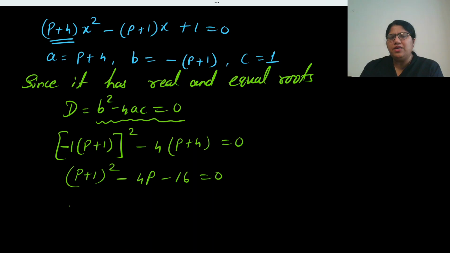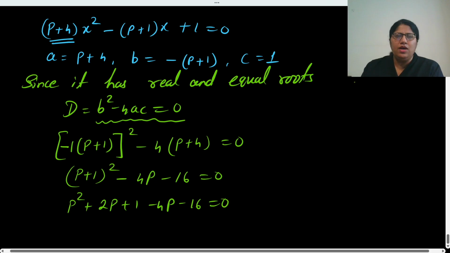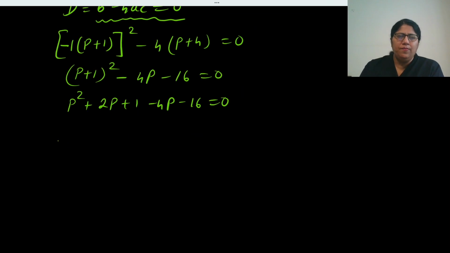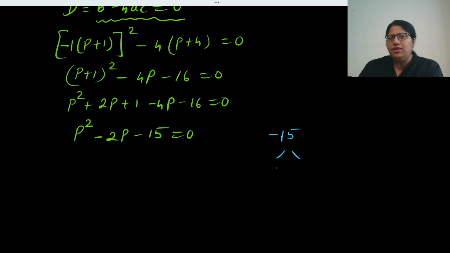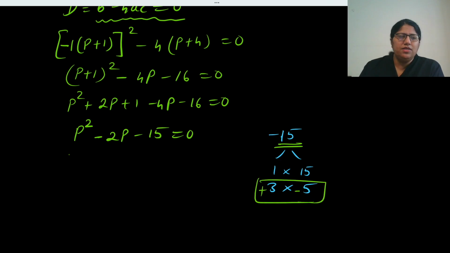Now use a plus b whole square: p square plus 2p plus 1 minus 4p minus 16 is equal to 0. And if I do the simplification here, it will become p square minus 2p minus 15 is 0. Again, I have to get the value of p, so I have to split the middle term where the product is minus 15, and we can take here 3 times 5. One of the values should be negative because the product is negative here. So I'll do minus 5 plus 3 because the middle term is minus 2p.